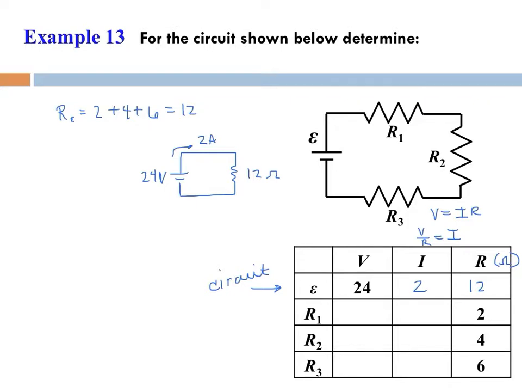Now because these three resistors are in series with each other, if 2 amps cross the first resistor and there are no junctions, then 2 amps cross every other resistor. Again, Kirchhoff's conservation of charge. And to solve for the voltage for each of my resistors, I simply do V equals IR. So that's 4, 8, and 12.